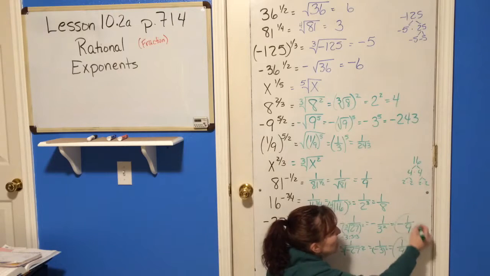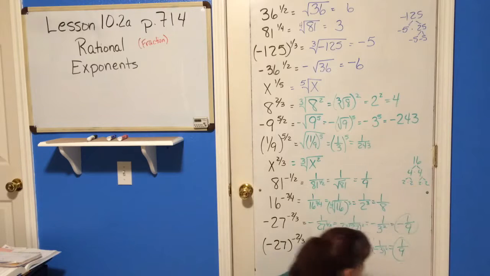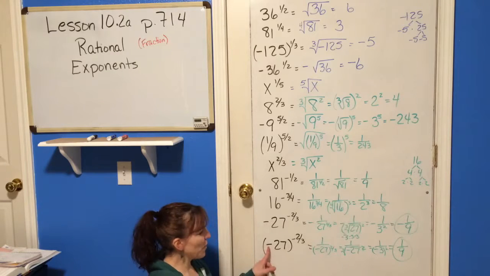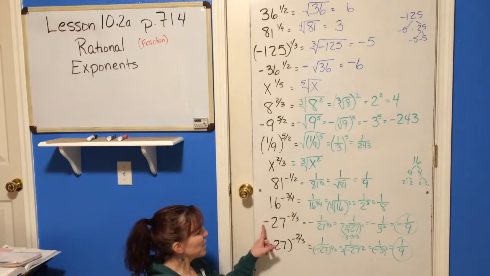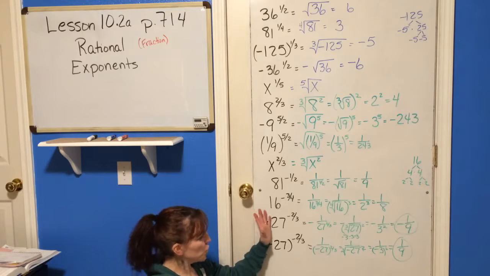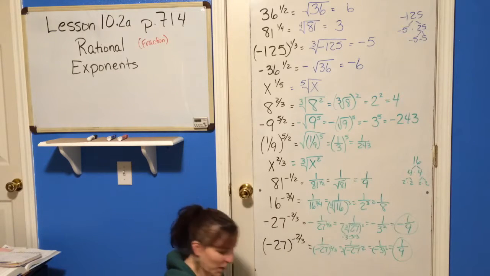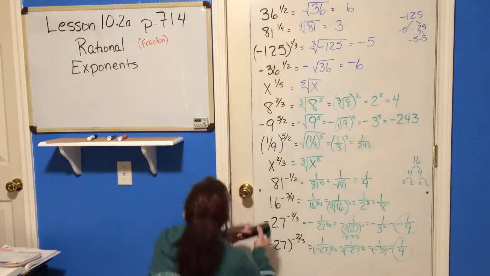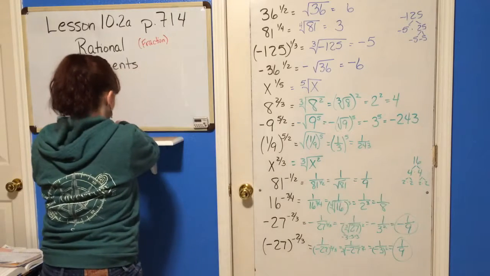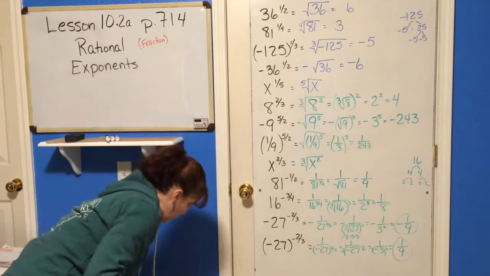So in this case, you've got a positive 1/9 when we started out with a negative 27 to the negative 2/3 power. And in this case, if we're going to take the opposite of 27 to the negative 2/3 power, we actually end up with negative 1/9. Okay? All right. One more set, just a few more problems. You can do this. Hang in there.